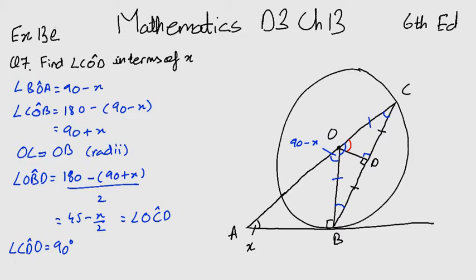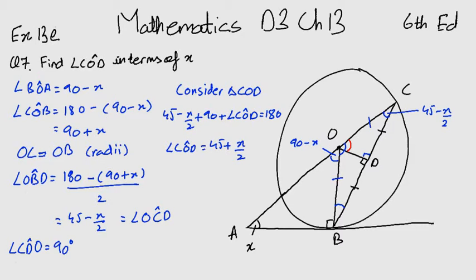Now CDO is also 90 degrees and we now turn our attention to the smaller triangle COD. Sum all the angles and equate them to 180. This gives us the answer. Angle COD equals 45 plus X by 2, and as required we have expressed COD in terms of X.